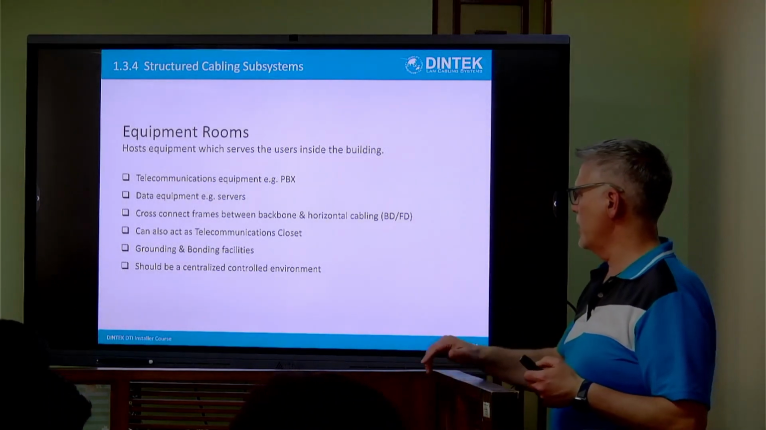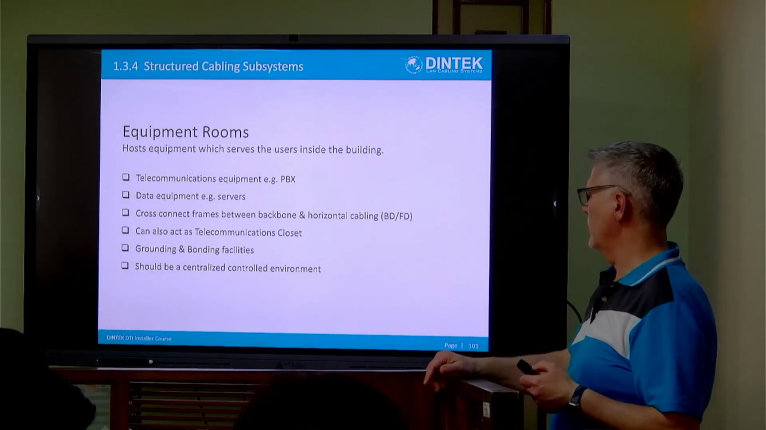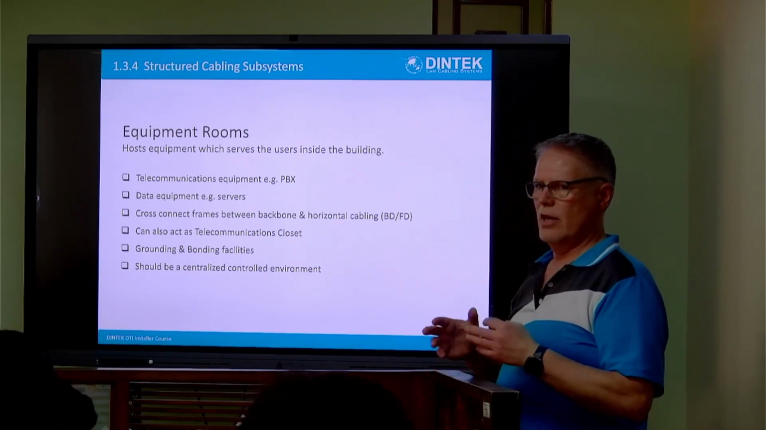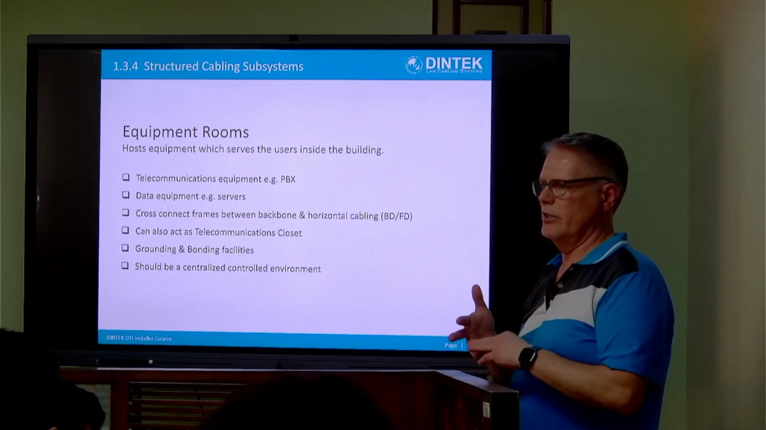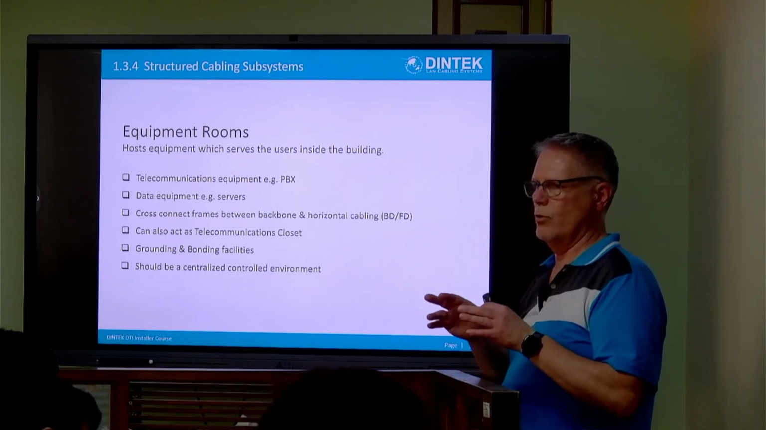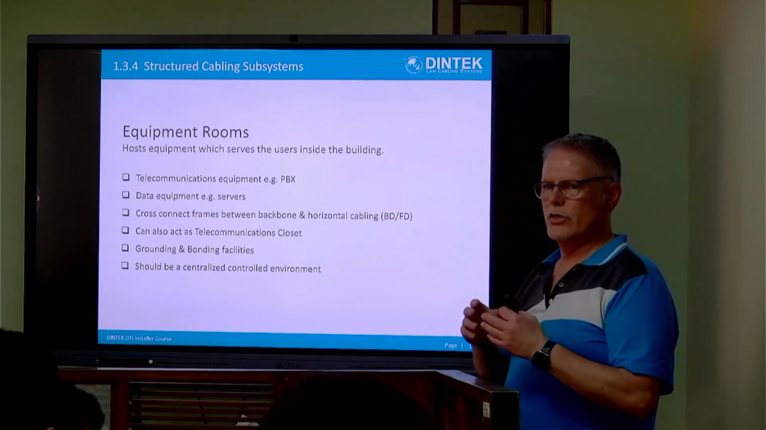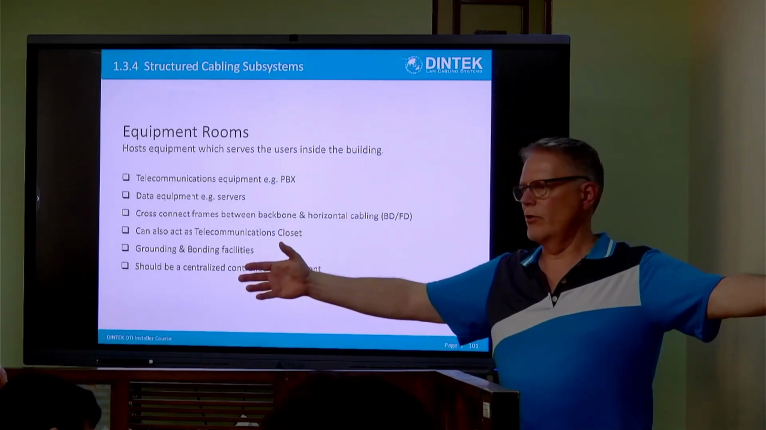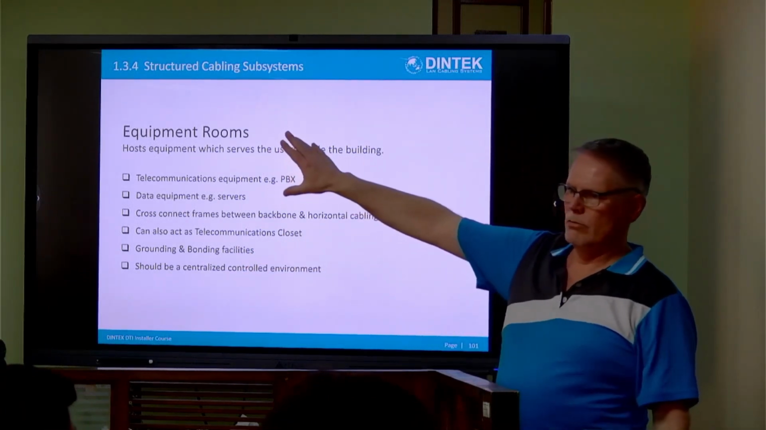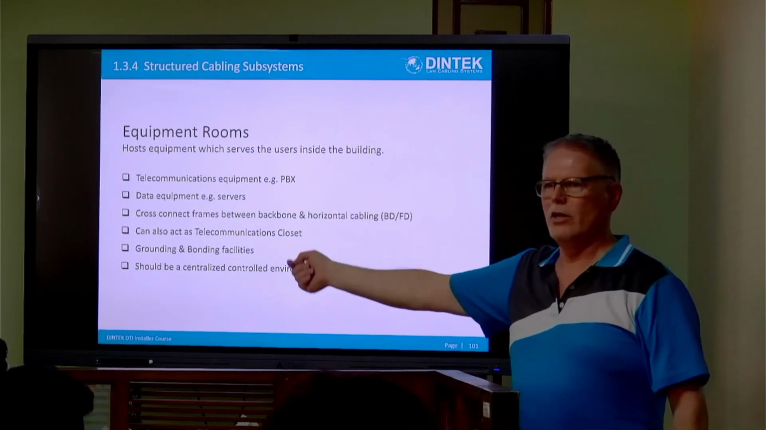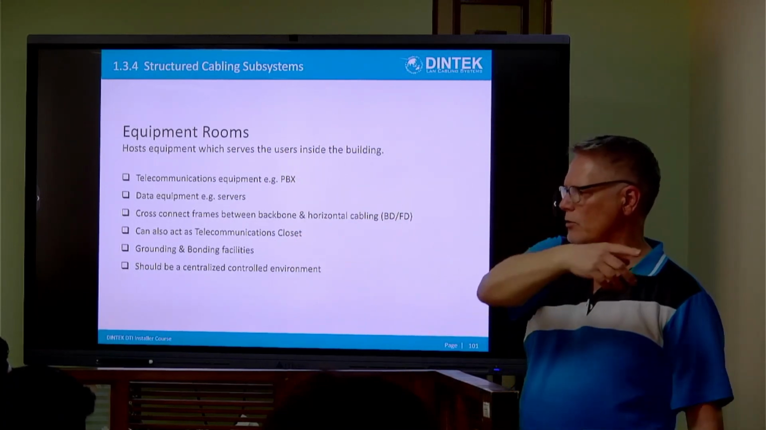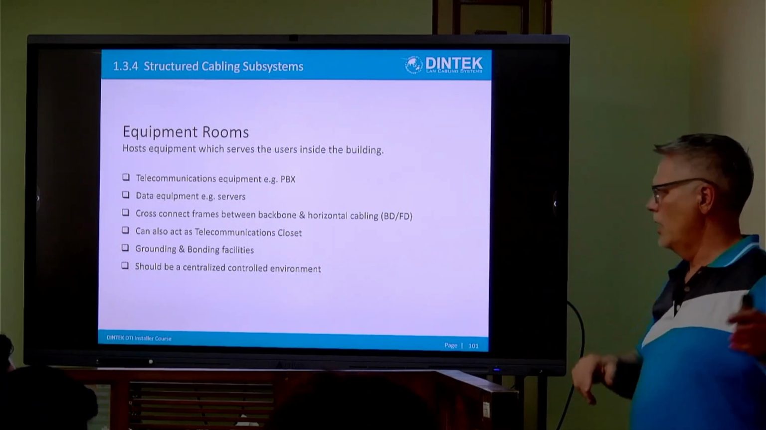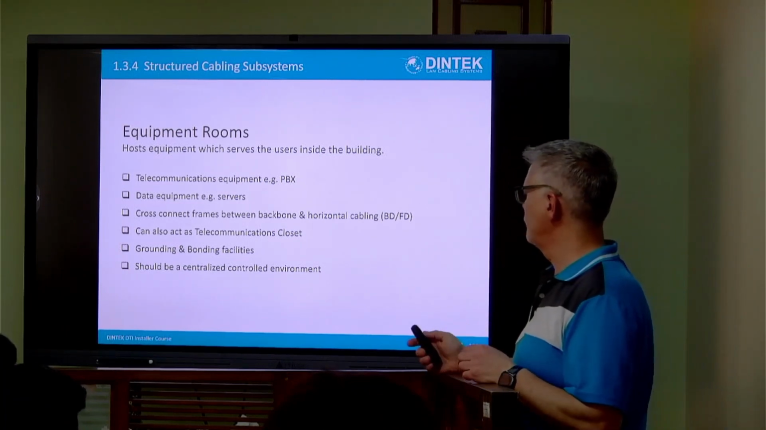Should be centralized in a controlled environment. So it makes sense for things like floor distributors and building distributors to be in a centralized point, primarily because cables are running out from there. If you've got a massive area and you're putting your server room right down in one corner, you're having to run all this cable out to all those long points. Put it in a more centralized environment, and then you don't have to run so much cable.